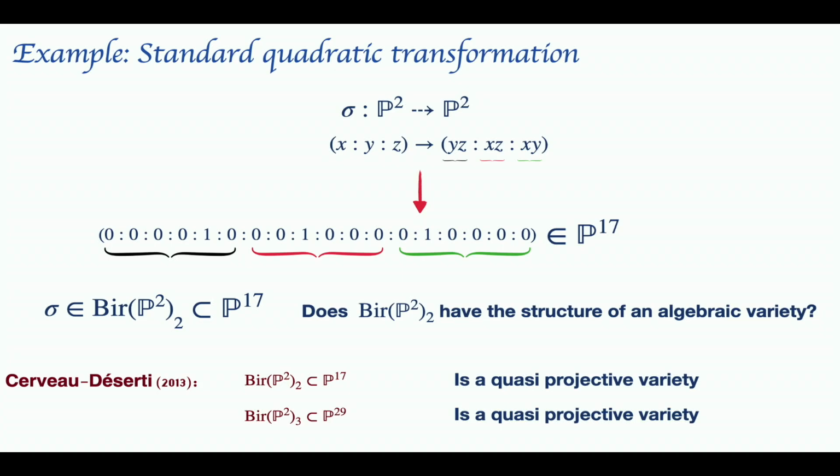Among all the other things they have shown, because we now have an algebraic structure, you can ask about the properties of this variety. They have shown other properties also. For example, they have shown that the degree 2 case is an irreducible quasi-projective variety. The dimension is 14, and it is unirational. For the degree 3 case, they have shown that it is an irreducible, rationally connected quasi-projective variety of dimension 18.